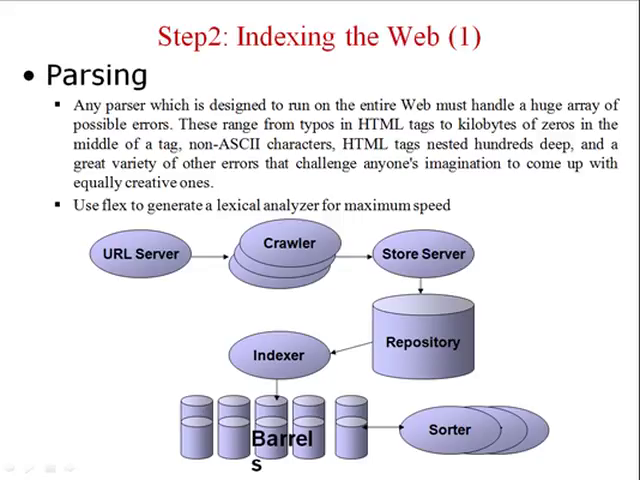So this is a very simple structure: URL server, crawler, store server, repository, indexer, barrel, and sorter. From the URL server, data goes to the store server and then the repository, and then the indexer indexes that data and stores it into barrels, and then the sorter sorts those entries. So first we go through parsing. This is the initial phase after crawling.